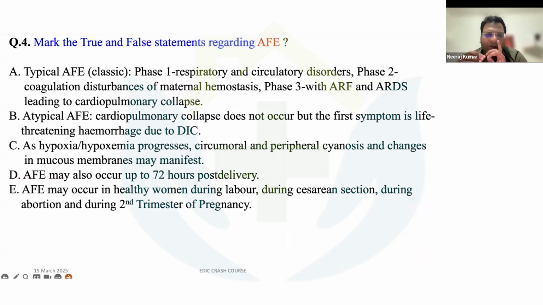Phase 1, respiratory and circulatory disorder. Phase 2, coagulation disturbance and maternal hemostasis, like coagulation disturbances. Phase 3 is with ARF and ARDS, leading to cardiopulmonary collapse. Atypical has cardiopulmonary collapse, but not due to first symptoms, in life-threatening hemorrhage due to DIC. And many of these patients have hypoxia or hypoxemia, progressing to circumoral and peripheral cyanosis. And here AFE may occur up to 72 hours post-delivery. AFE may occur in healthy women during labor, during CS, or during abortion and during second trimester pregnancy. So just write a mark which you feel is true.